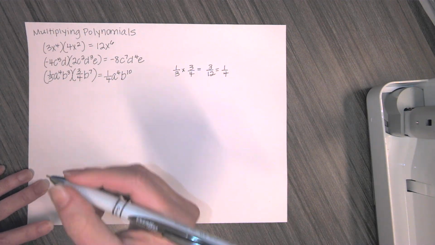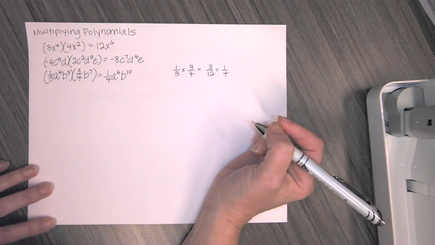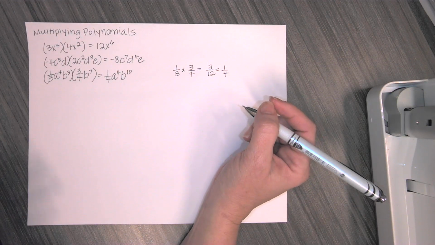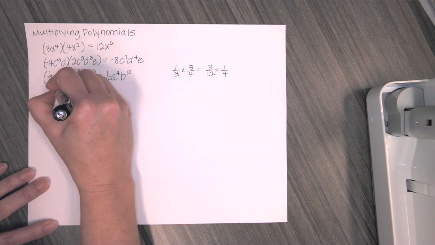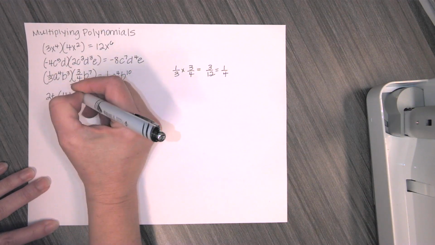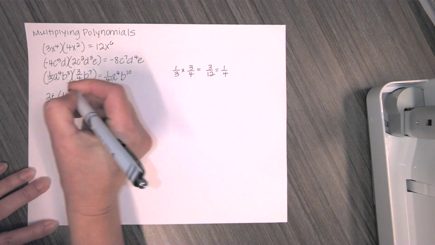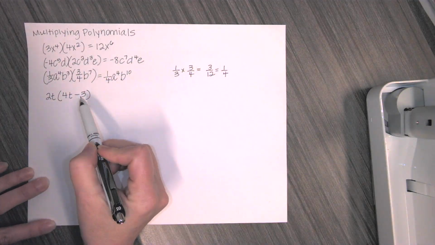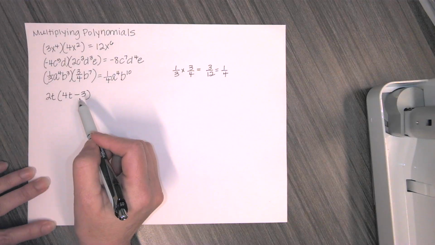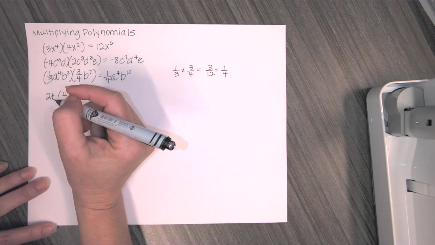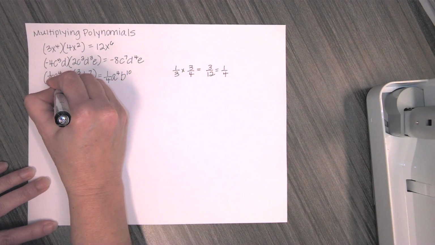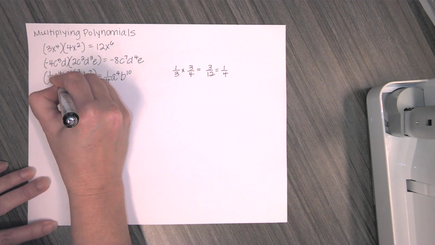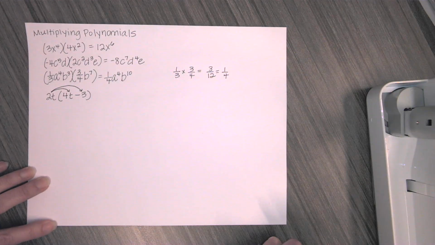Okay, so moving on from there, we're going to look at what we do when we multiply a monomial times something bigger, or two binomials, or even two trinomials. But let's start with a monomial times a binomial. Okay, 2t is a monomial, 4t minus 3 is a binomial. It has two terms. So to multiply 2t times this binomial, we're going to distribute the 2t, and we're going to multiply it times each term in the parentheses.